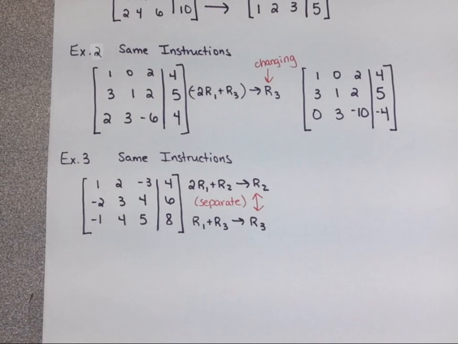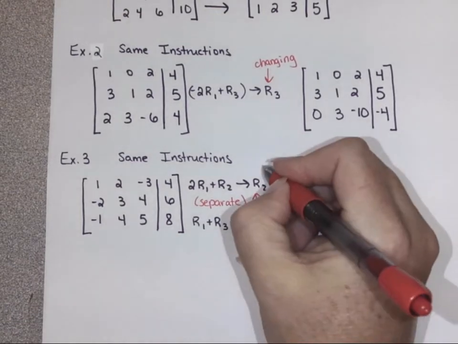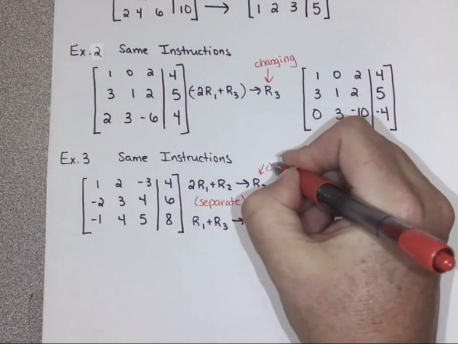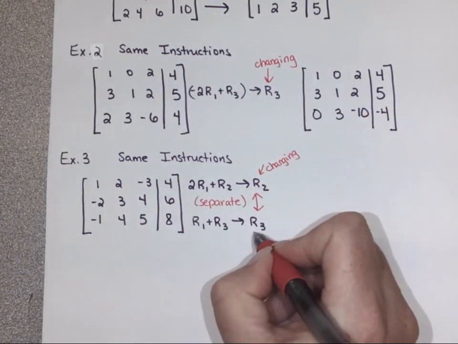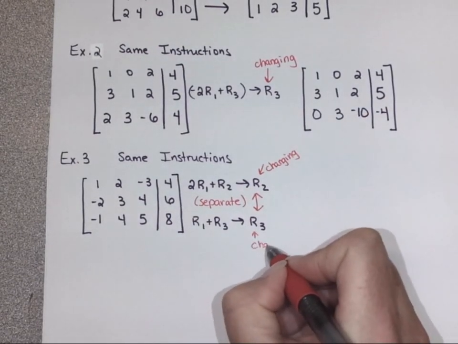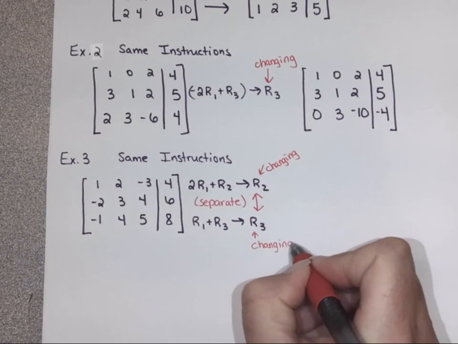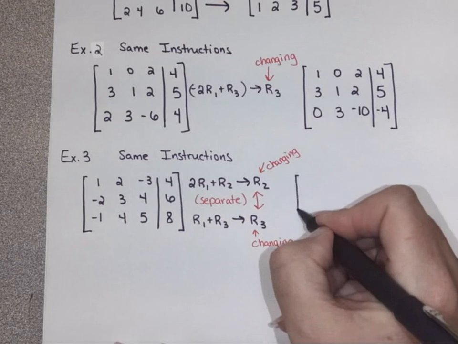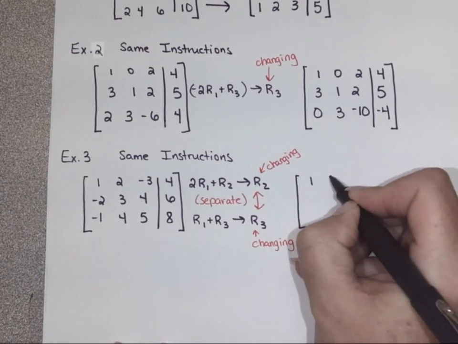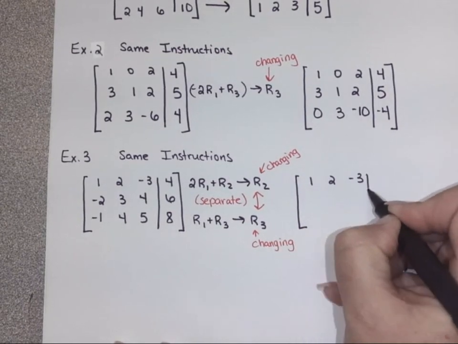Okay. So which row is changing in the first statement? Row 2, right? And which row is changing in the second statement? Row 3? Okay, so which row is not changing because it wasn't mentioned at all? Row 1 is not changing, so let's move that over first.